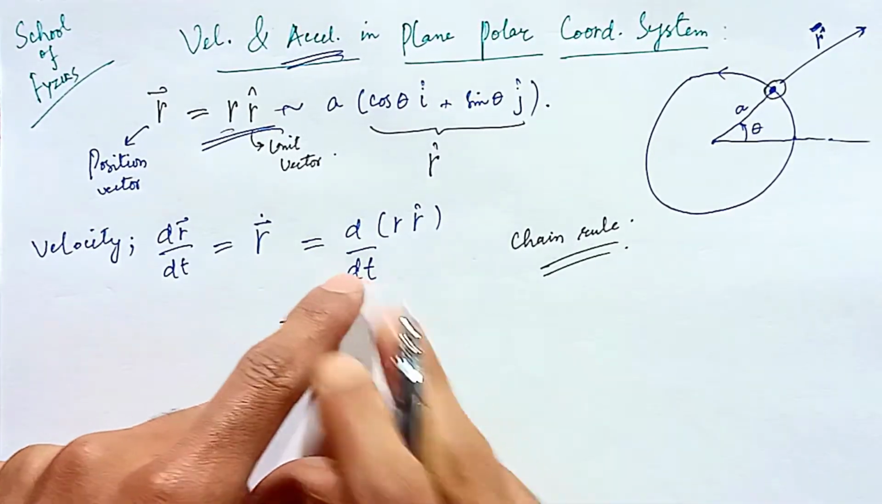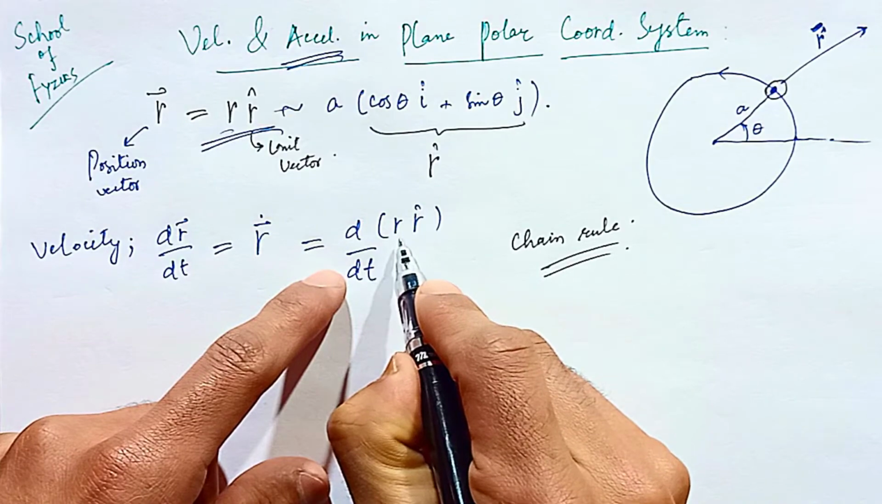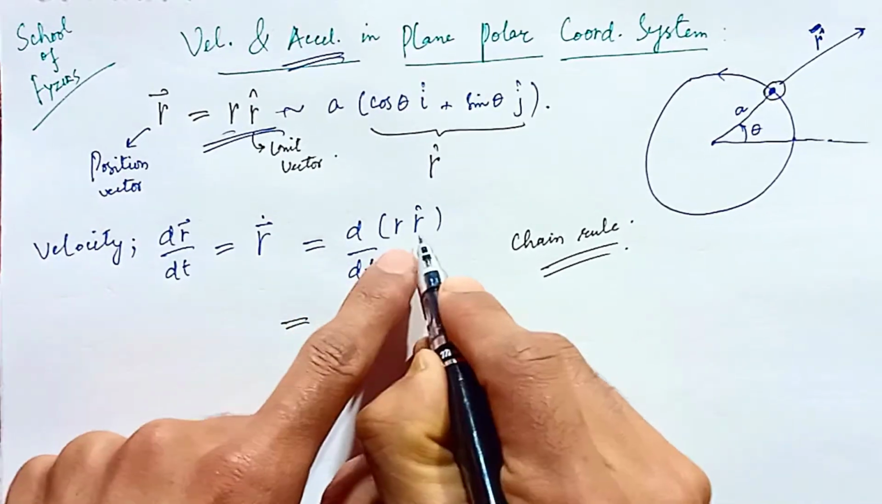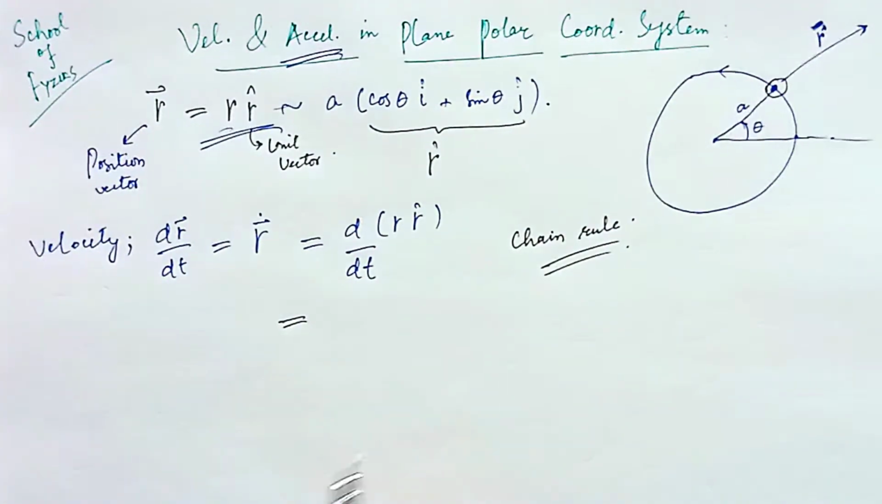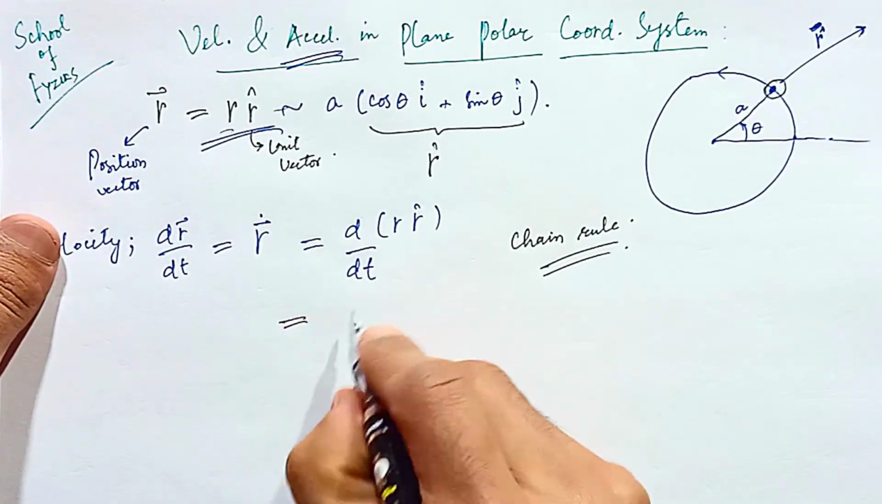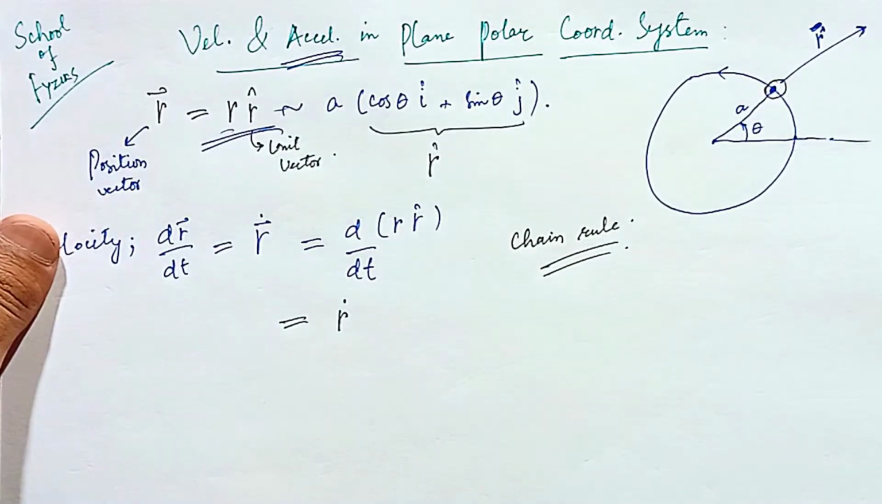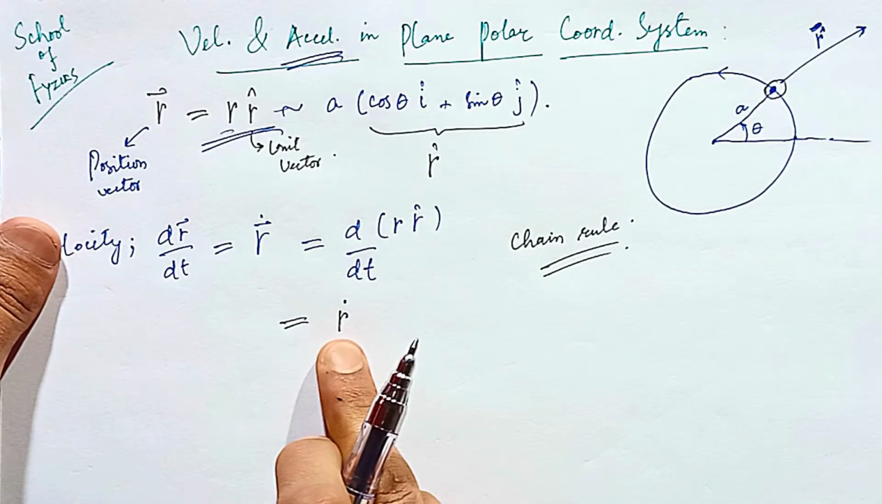Okay, first we have to differentiate this, keeping this as it is, then plus this times the differentiation of this, keeping everything else constant. So for differentiation of this with respect to time, it will be r dot, where r is the magnitude of the position vector.